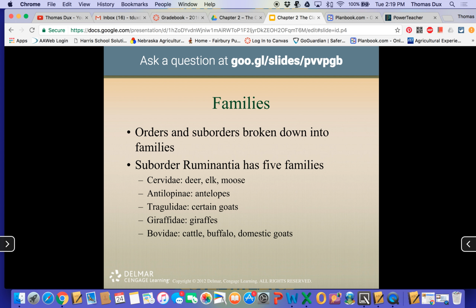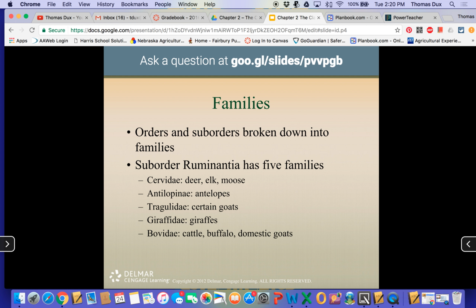So remember, what do all of these have in common? They all are ruminant animals that have different compartments. But now they can be broken down into these different families. So Cervidae would be deer, elk, and moose. Moose, elk, deer, they have similar characteristics there.